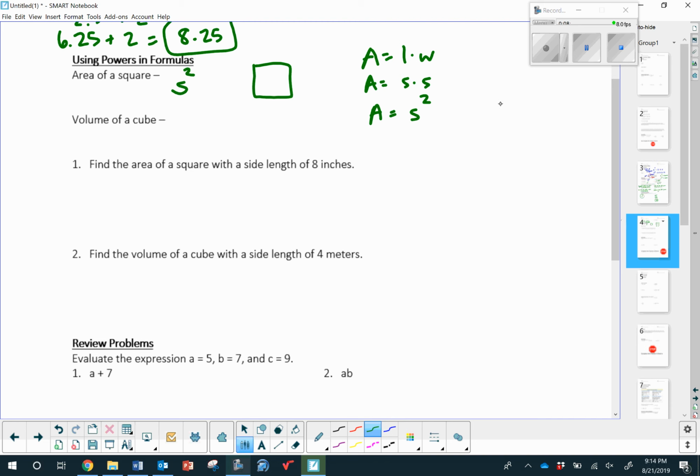So for volume, that formula is length times width times height. Our sides are the same, side times side times side equals side cubed. So volume equals side cubed. All right, so it says find the area of a square with a side length of 8 inches. So we know that's just going to be 8 squared, which is 64 inches squared. With area, we always have square units.